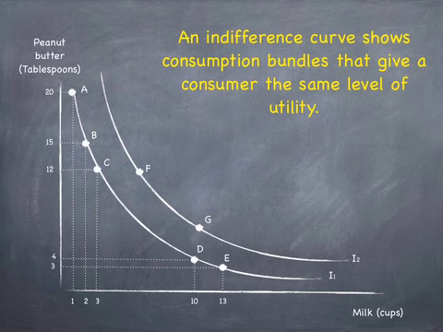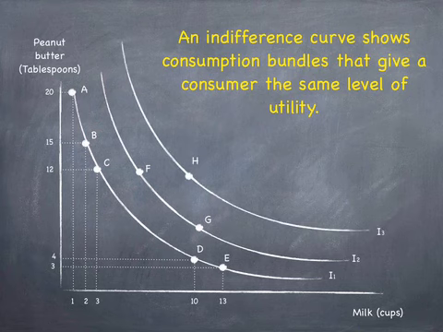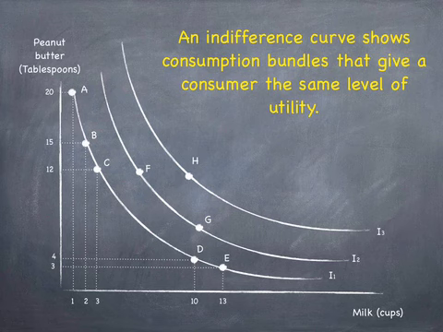But how do bundles F and G compare to each other? Bundle F and bundle G give Anne the same amount of utility. Or in other words, Anne is indifferent between bundles F and G. How does H compare to F and G? Well, bundle H gives Anne even more utility. It's on a higher indifference curve.